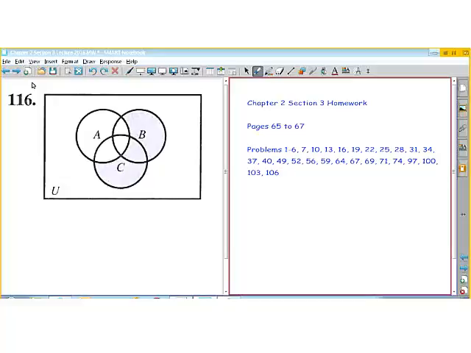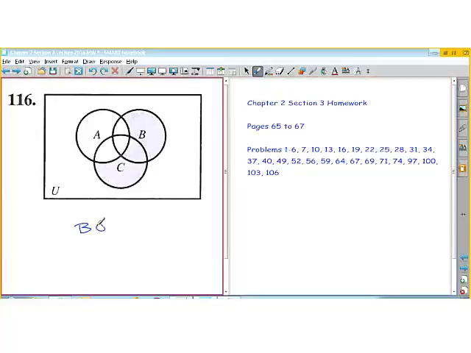So what you do is, I'll use a different color here. B union C would be everything in A and everything in B and C. So that would include all this stuff and all of that stuff. To get rid of this part that I just marked in, all you'd have to do is subtract A. So the answer is subtract A, which I guess would be the same as intersect A complement again.